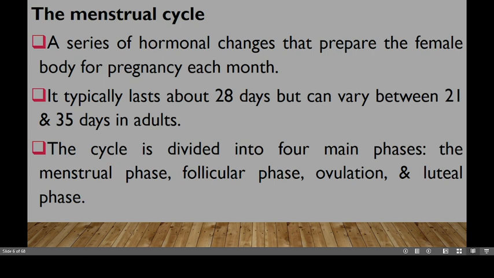Now, in looking at the family planning methods, we have to look at another key concept in women, and that is the menstrual cycle, which includes the series of hormonal changes that normally prepare the female body for pregnancy each month. It typically lasts about 28 days, but can vary between 21 to 35 days in an adult. This cycle is divided into several phases, and there are four phases, of course. We have the menstrual phase, the follicular phase, ovulation, and the luteal phase.